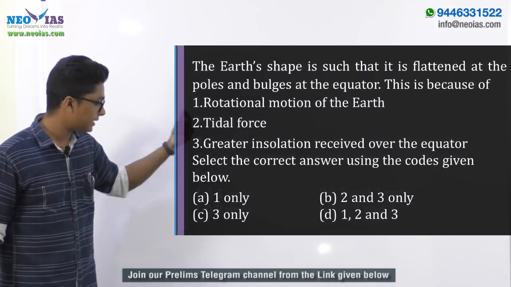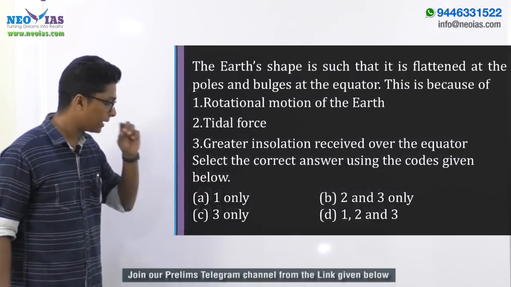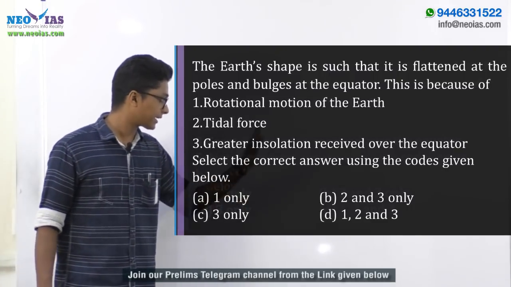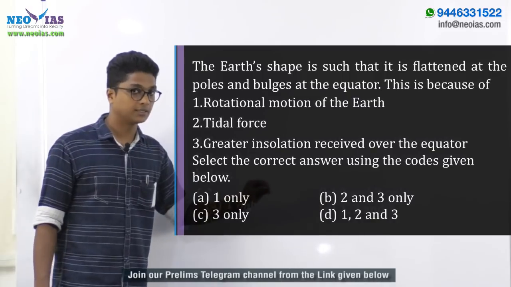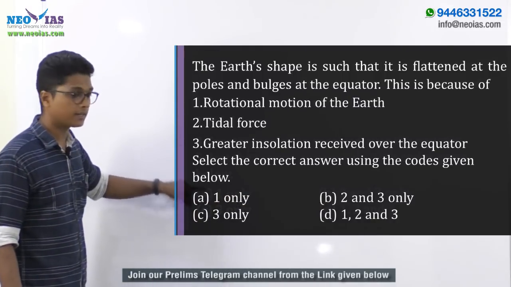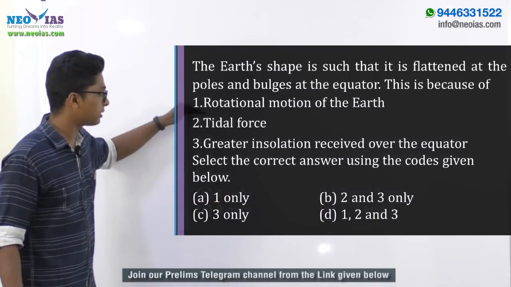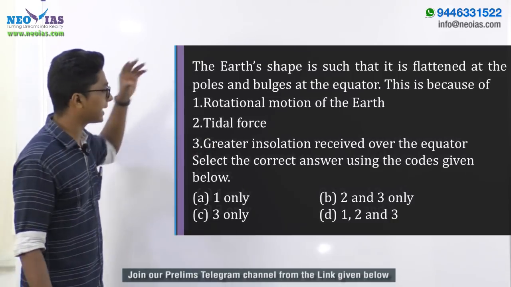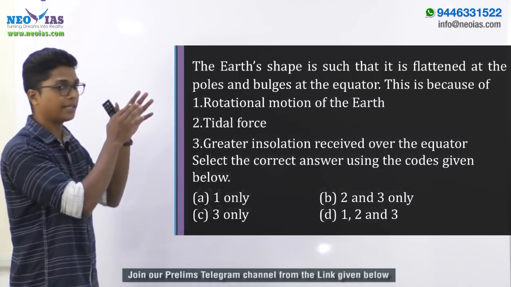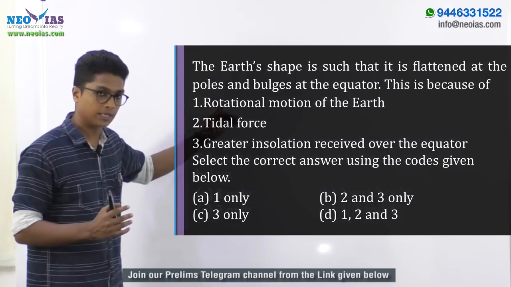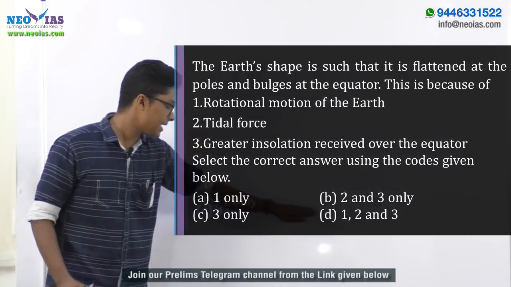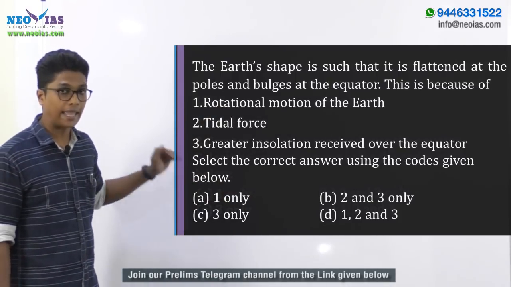And what is left is A and D, right? So if either the second statement or third statement is wrong, the answer would be A, right? Since we already understood that the second statement, which is tidal force, cannot create the bulge, being a negligible force, we can eliminate D and the answer straight away comes out as A, right?